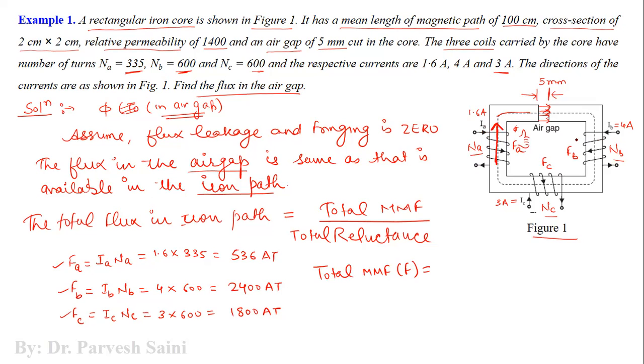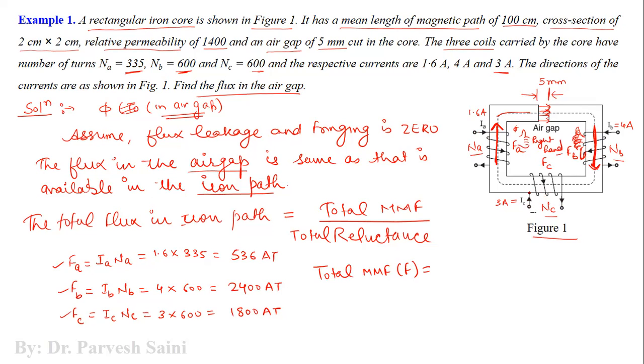Similarly, if we curl our fingers with the current, the thumb will give us the direction of flux, which will be downward. Not this one, sorry. So if you curl your right hand fingers, this is your right hand, okay? The fingers curl and the thumb will give you the downward direction. So this is in this way.